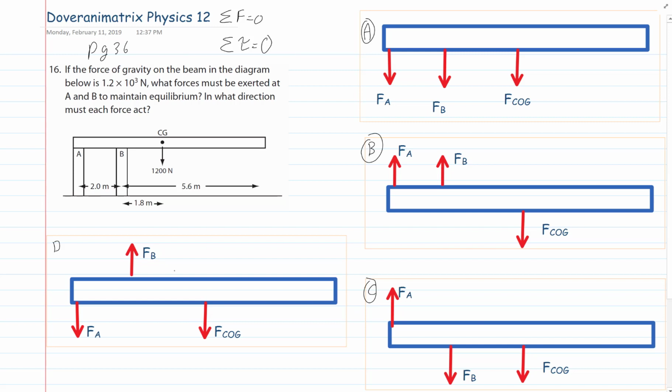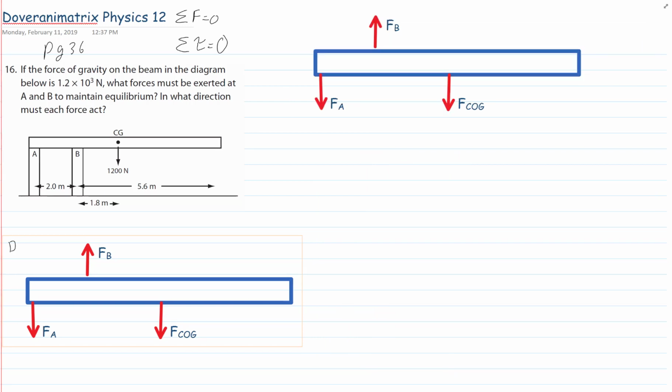So translational, if it is translational, that means FB is equal to FA plus FC, the center of gravity. So the up equals the down. In rotational, this is pulling it this way and this force down here is pulling it that way. It could rotate and be balanced. So let's just clear this up. So D was the answer.